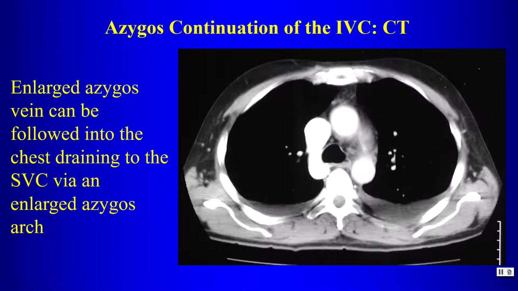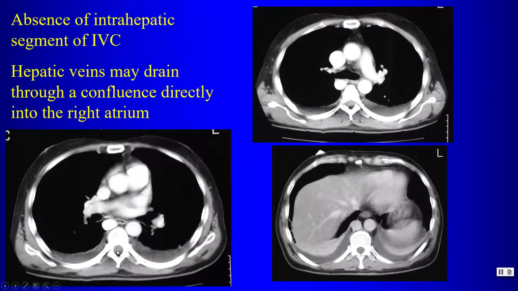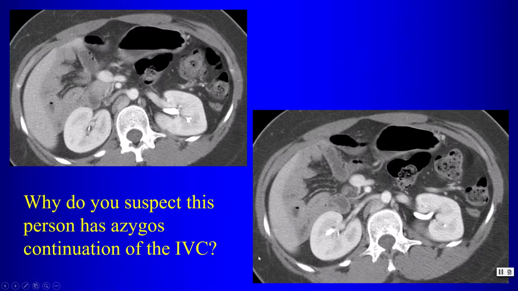So with azygos continuation of the IVC, we can follow the azygos vein all the way up until it arches forward here to drain to the superior vena cava. And as we've said, the hallmark is absence of the intrahepatic portion of the IVC. Now, if I just gave you these two slices from the abdominal CT scan, you should be able to suspect that this patient has azygos continuation of the inferior vena cava.